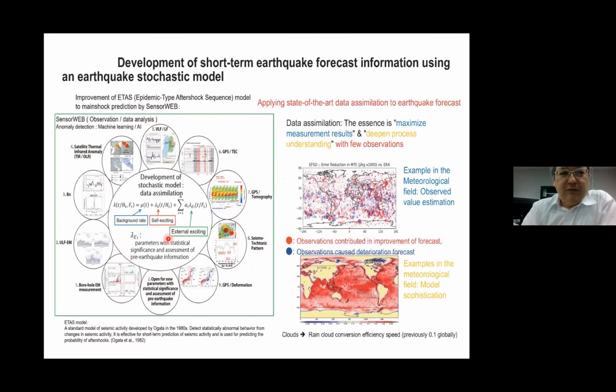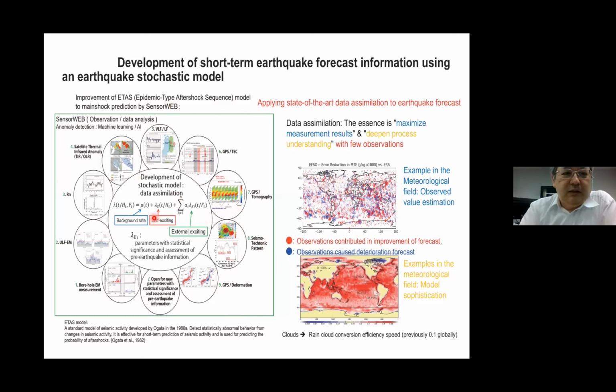And finally, I'd like to say again, today I'd like to show you only ULF magnetic data and GPS ionospheric data, or GPS tomography. And the other parameters which we have: VLF, LF variations, seismic pattern, GPS deformation, and radon measurement. So there is potential to contribute to the probabilistic stochastic model.